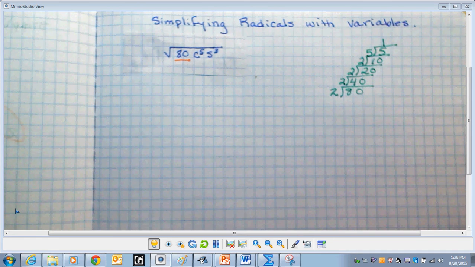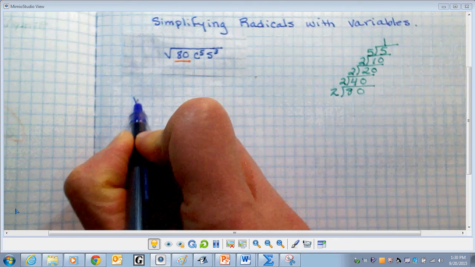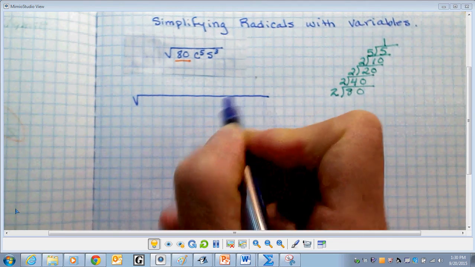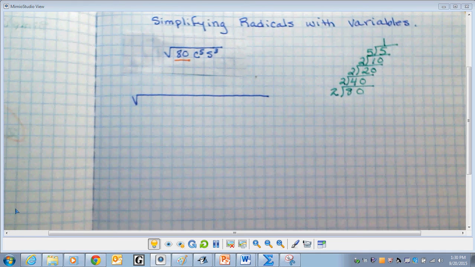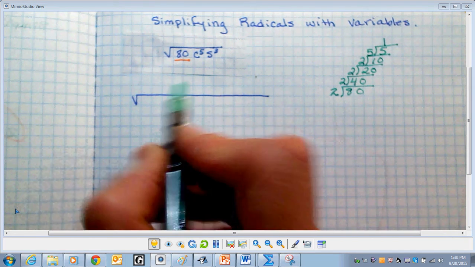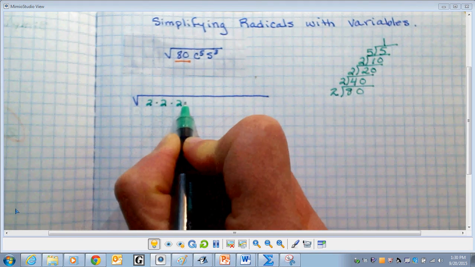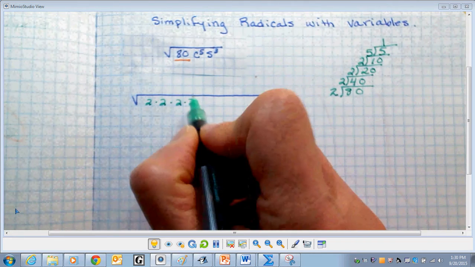So now we've done our prime factorization for our number. So what we're going to do is rewrite this. And it's going to be a real long radical this time. And we're going to put in our prime numbers for 80. And when we figure those out, that was 2 times 2 times 2 times 2 times 5.